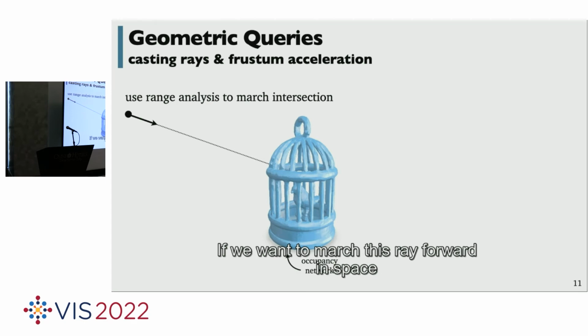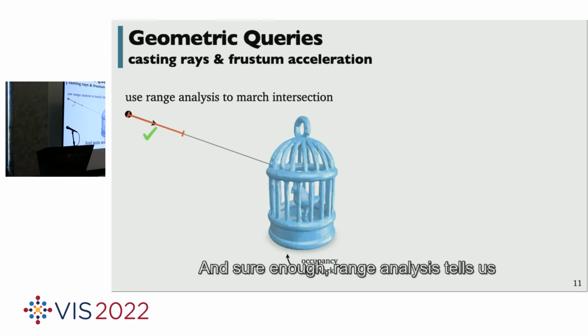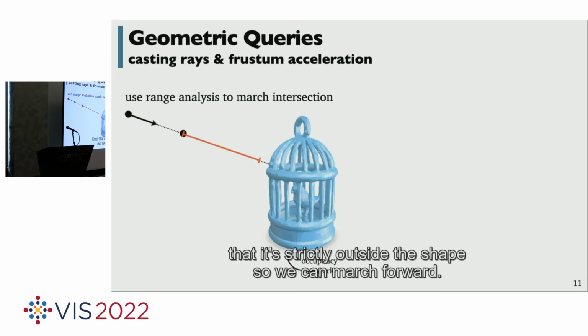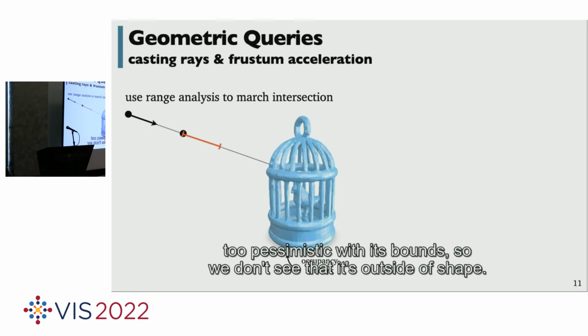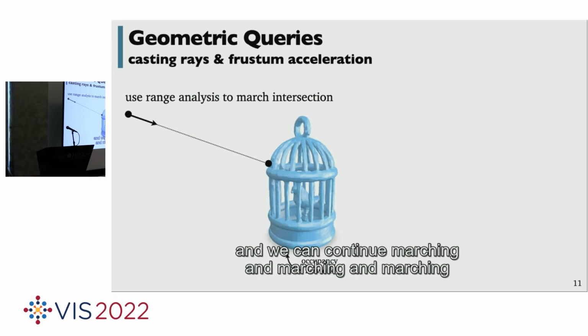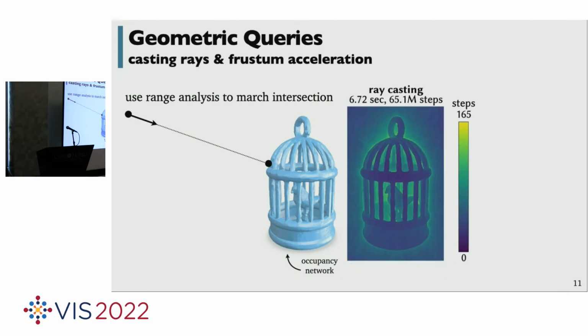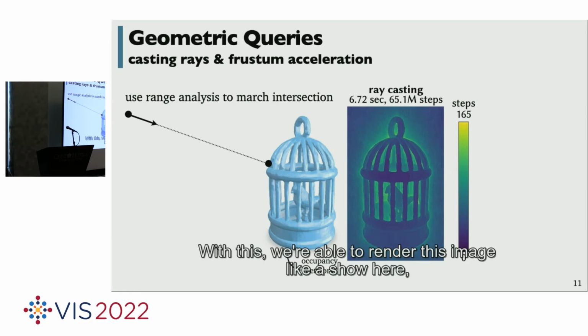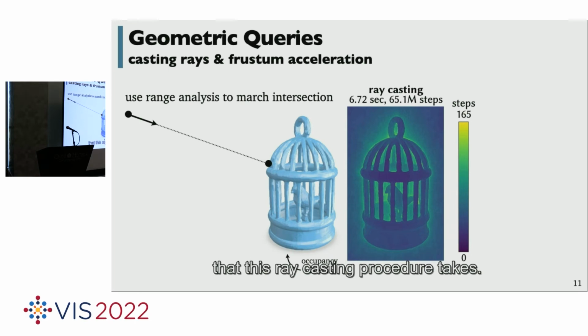If we want to march this ray forward in space to cast it into the surface, we can first analyze this interval shown here. And sure enough, range analysis tells us that it's strictly outside the shape, so we can march forward. If we test this interval, well, maybe our range analysis is a little bit too pessimistic with its bounds, so we don't see that it's outside of the shape. But if we try a smaller interval, we're good to go, and we can continue marching and marching and marching until eventually this ray converges to the shape. With this, we're able to render this image like I show here, and the plot on the right shows the number of steps that this ray casting procedure takes.